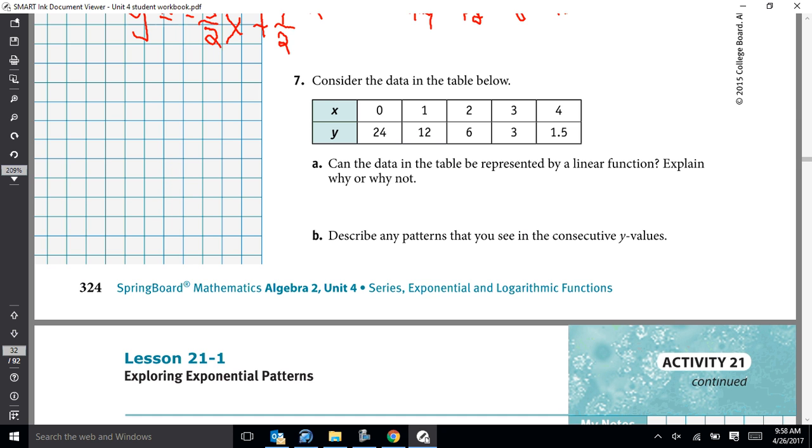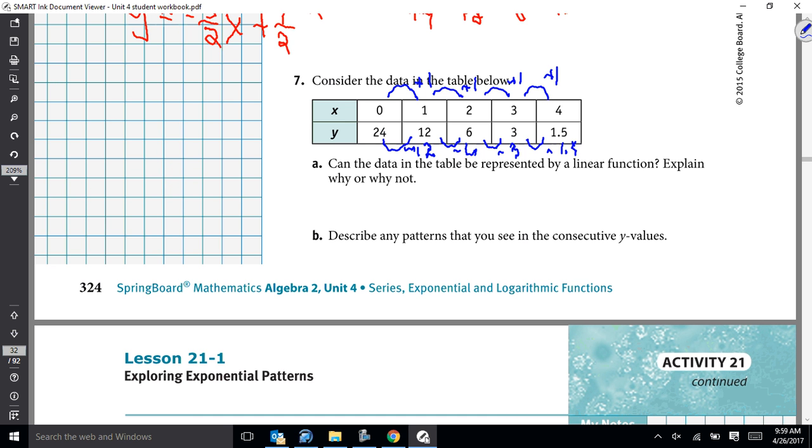So in letter A, can the data in the table be represented by a linear function? Yes. So let's see. Do we have a constant slope? From here to here, we have +1, +1, +1, +1, right? So our x is constant. Right here we have minus 12, divide by 2, divide by 2. Never mind. All right, so it's not linear, but close enough.